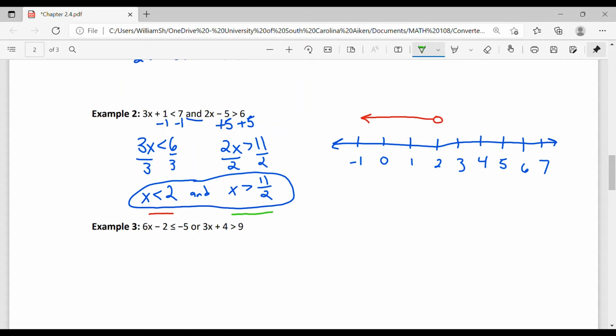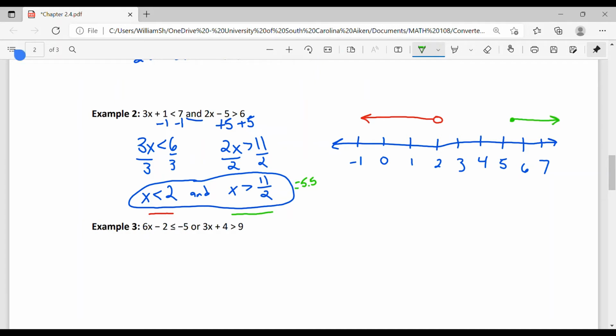Now, 11 over 2 is the same thing as 5.5. If that helps some people, you can use your calculator to figure that out. So 5.5 is about right here. It is equal to, so I'm going to put a solid dot, and x is greater than that.